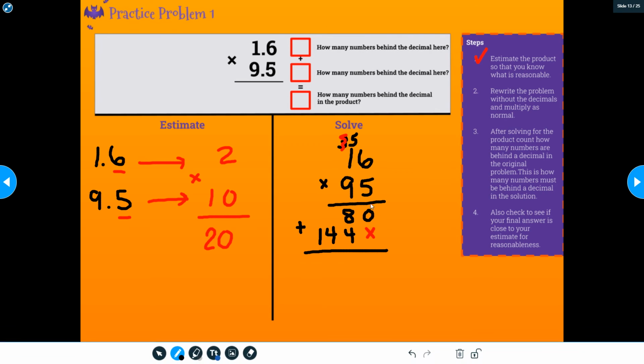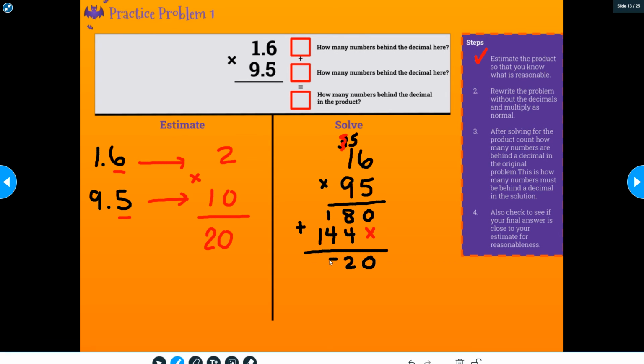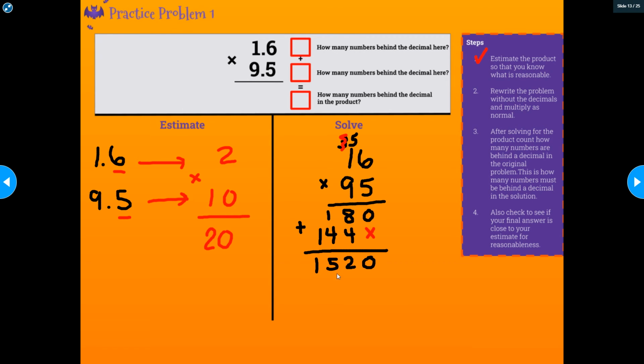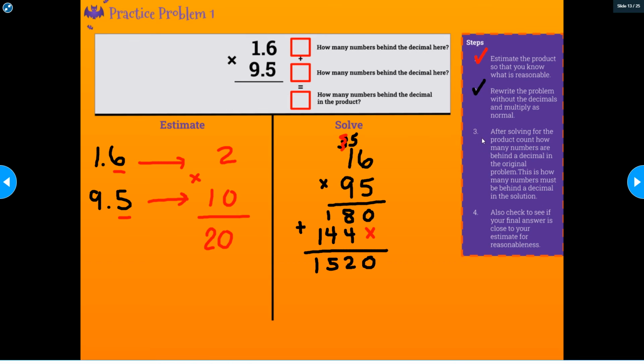Now I can add. All right, I have 0. It's going to be 12. Carry my 1. That's 5. And then I have a 1. All right, 1,520. But is that reasonable? No, because our original estimation was 20. All right, so now we need to move on to step 3.